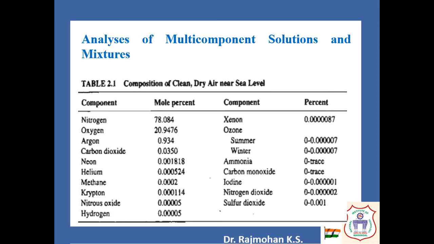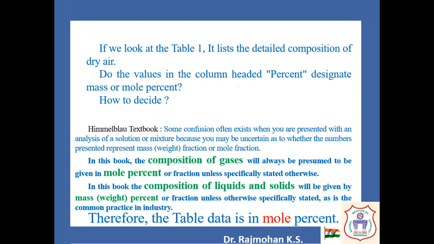Okay, so if you look at it, which are major components here in dry air? Nitrogen and oxygen. So that's what we are going to consider for the future problems. But there will be confusion if any data is given in the textbook, particularly Himmelblau. So for the data given, generally if percentage or fraction is given for gas phase, we consider it to be mole percentage or mole fraction. For liquids and solids we assume it to be mass percentage or mass fraction.